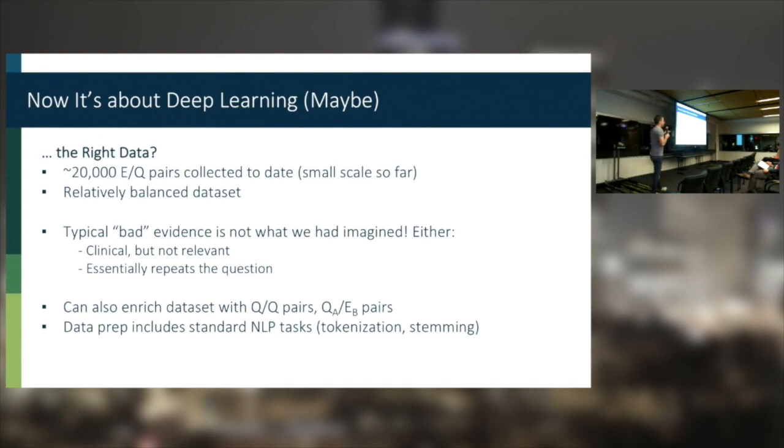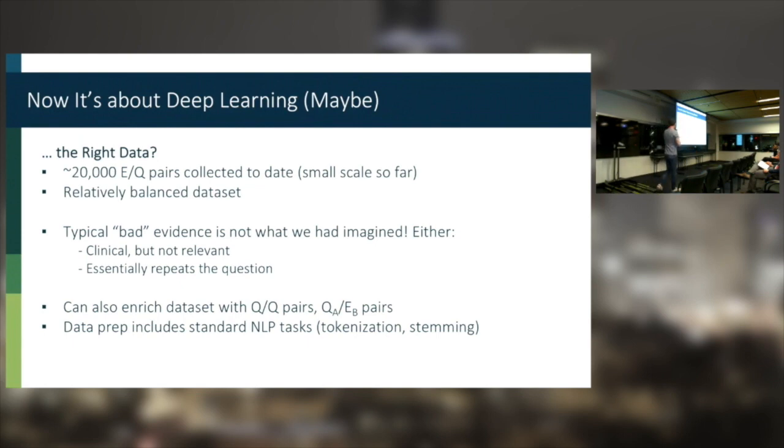The other type of bad evidence is, does the patient have seizures? And the evidence is, patient has seizures. Right? So that's kind of not enough. So we want this Goldilocks situation where there's just enough information to capture what's in the question, to add a little bit to that, but not too much.